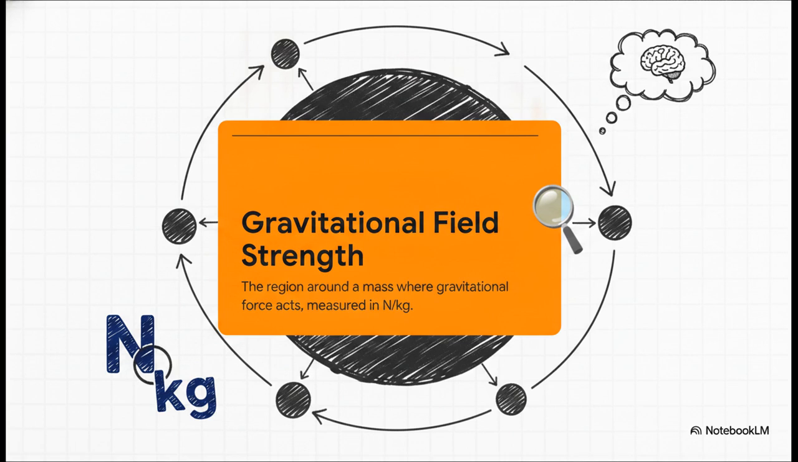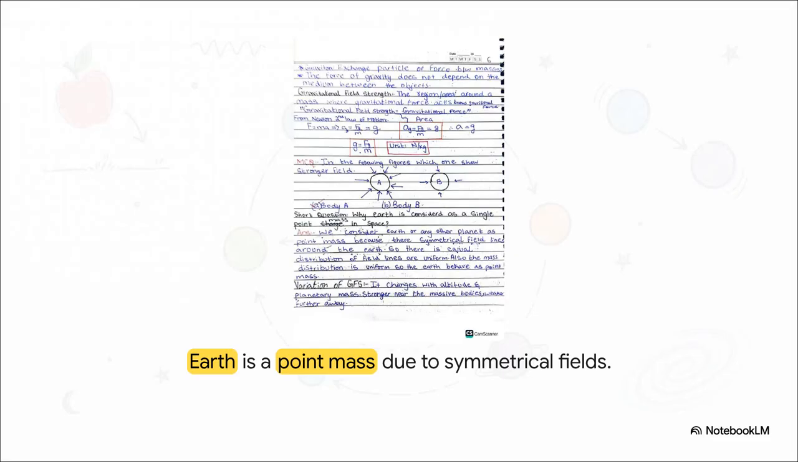And because it's a force per unit of mass, we measure this field strength in newtons per kilogram. Definitely lock that vocabulary away in your memory. Now, a fascinating question comes up here. Why do we treat the Earth as a single point mass in space? I mean, it's huge. Well, the answer is incredibly elegant.